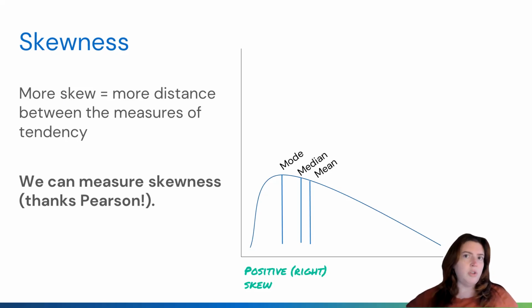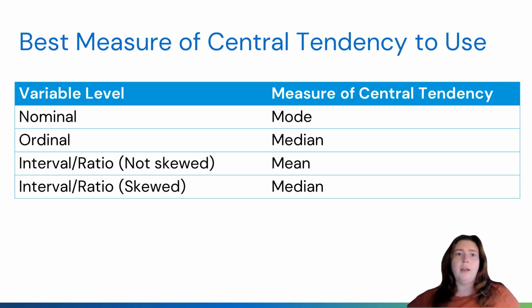We can actually measure skewness thanks to Pearson. Thank you, Pearson. He has done a lot to create measures for statistics, which we'll talk a lot about in this course. But just know that skewness is a really important concept, and as we get deeper into this course, you're going to understand that skewness is something we should be aware of and look at in our data sets. All right. Now, when we look at central tendency and these different measures, it's important to use the right central tendency measure when we look at our data.